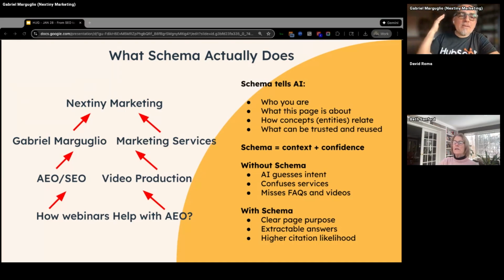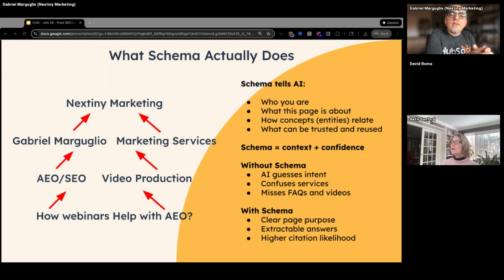Going back to this, without schema, AI is confused. It's confused about your services, about what you offer, where you offer it, how people think about these things. Who's the authority in the matter? Is there a person that really knows this? Are they really doing it? Are their clients saying good things? So schema helps with all of that, to give the page purpose. What's the purpose of this page on this website?